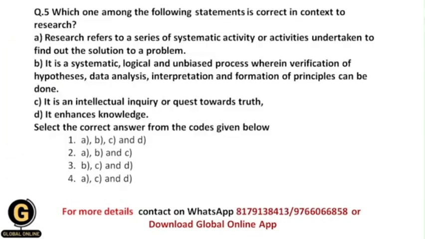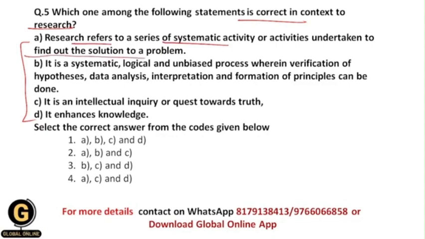Okay. Next is, which one among the following statements is correct in context to research? So here we have given 4 statements which are relevant to research, and we are going to find out the correct statements which are relevant to research. So now let us see one by one these statements. Research refers to a series of systematic activity or activities undertaken to find out the solution to a problem.